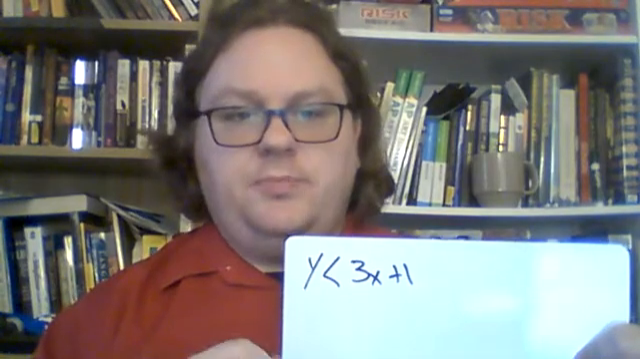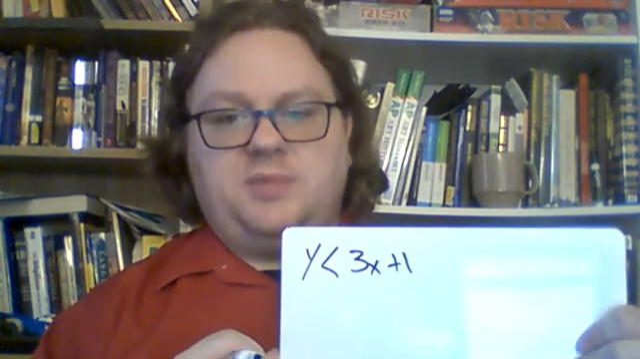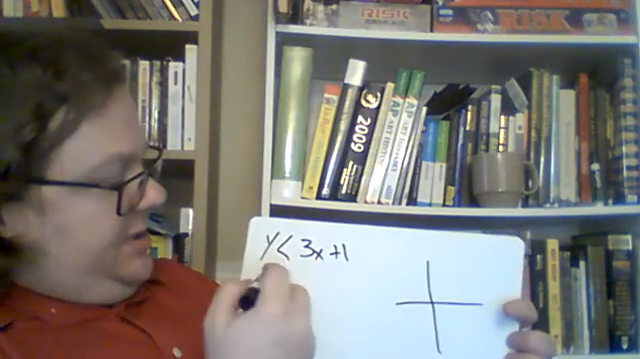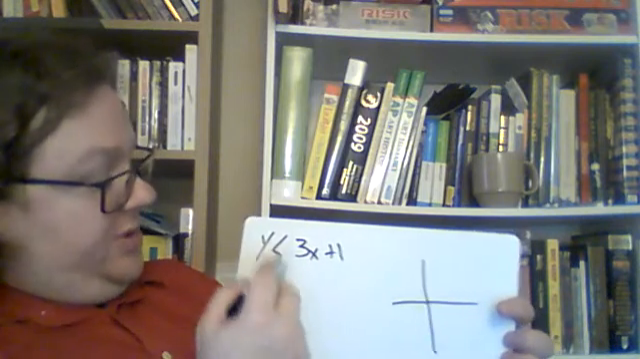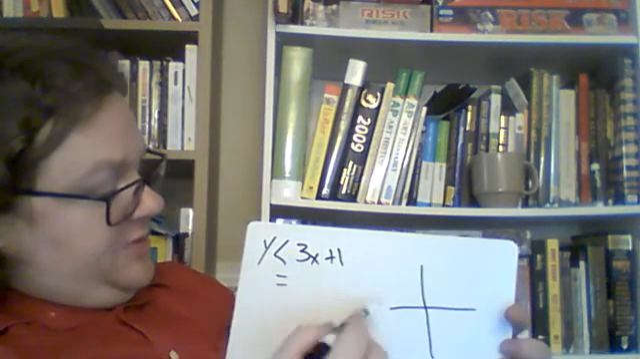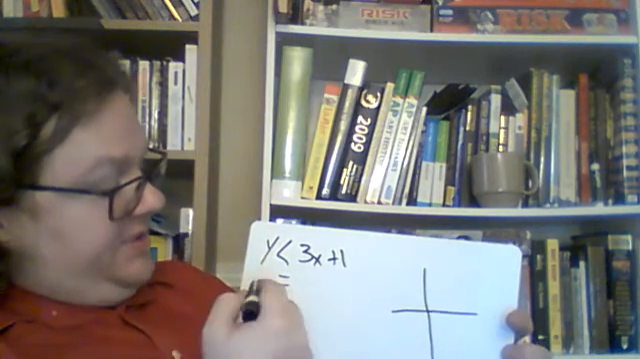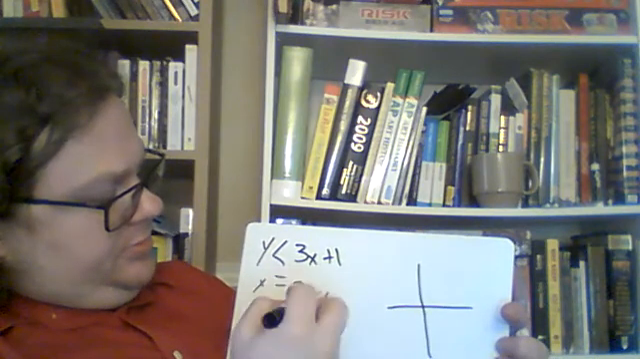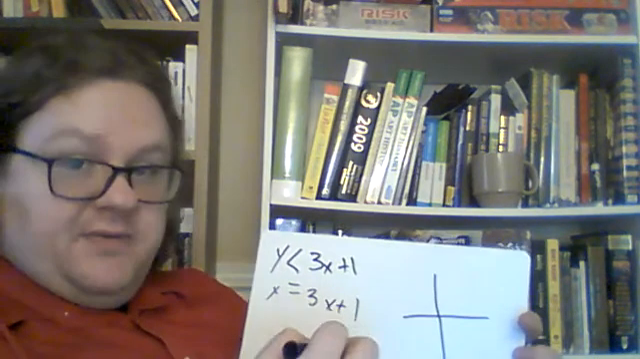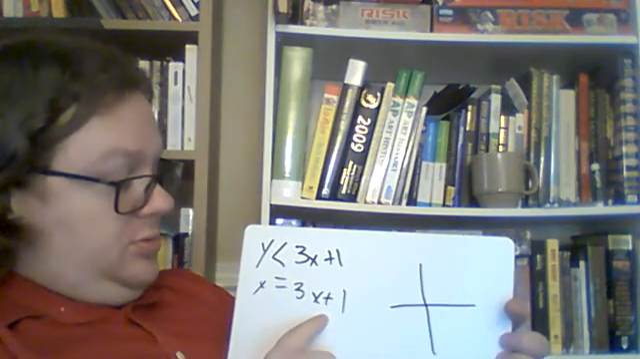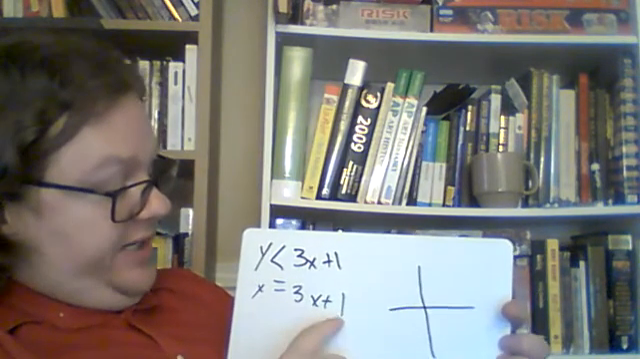Here's their first example. y is less than 3x plus 1. So first we have to figure out what line it looks like. To do that, we're going to ignore the less than and just act like it's an equals for a second. y equals 3x plus 1. That puts it in slope-intercept form. So we know the slope and we know the intercept.